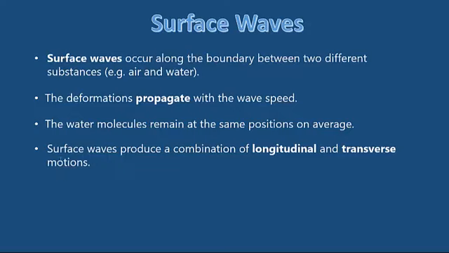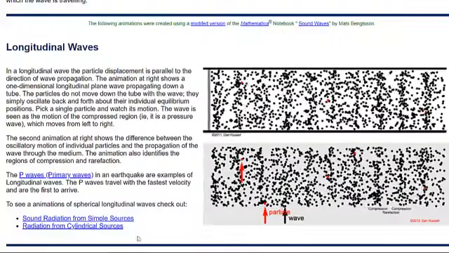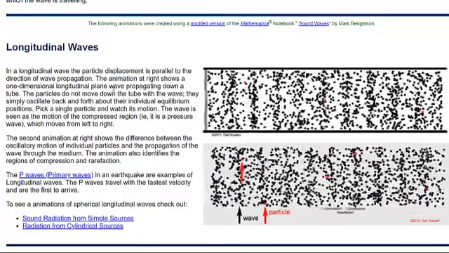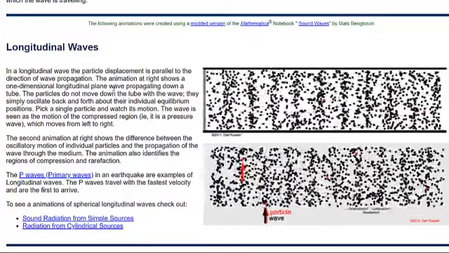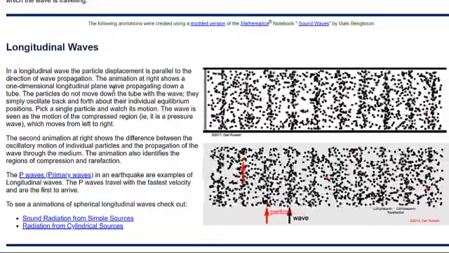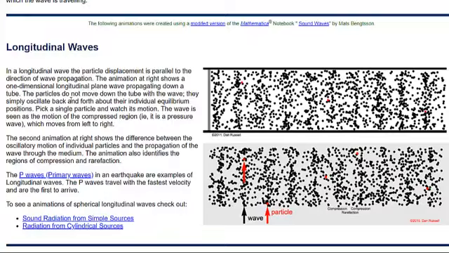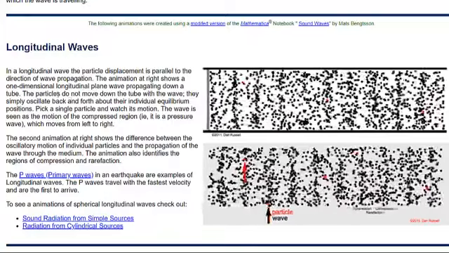Okay, so the surface waves produce a combination of longitudinal and transverse motion. So this is really interesting. And to clarify this, I'm just going to do a little review of longitudinal waves and transverse waves and surface waves, just to give you an idea of what that means. So this is more just a review. Hopefully you already know this, but if not, this is an important piece of the puzzle.